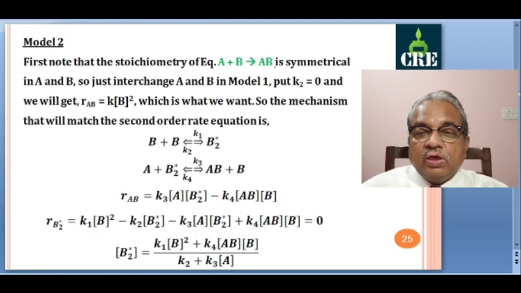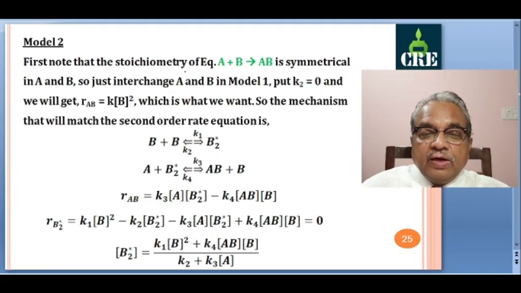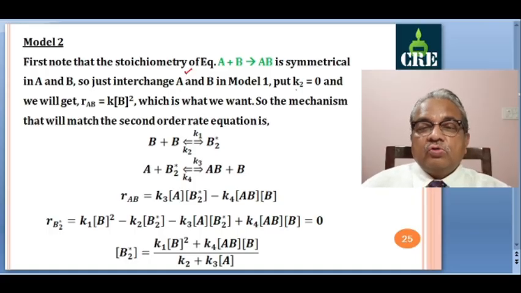A plus B giving AB is symmetrical in A and B. So you have to just interchange. It is either you write A plus B or B plus A, that doesn't matter. So we have to interchange A and B in model 1 and put K2 equal to 0. You should get this term. How? We will see.